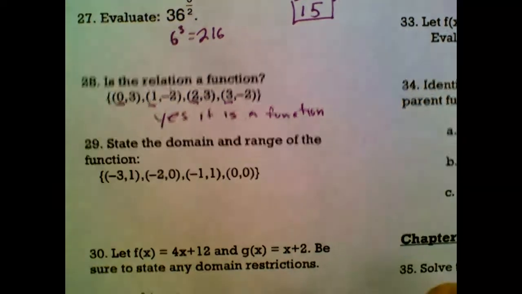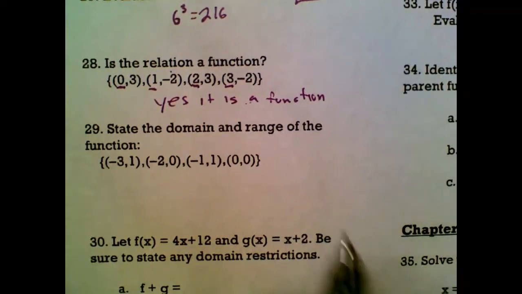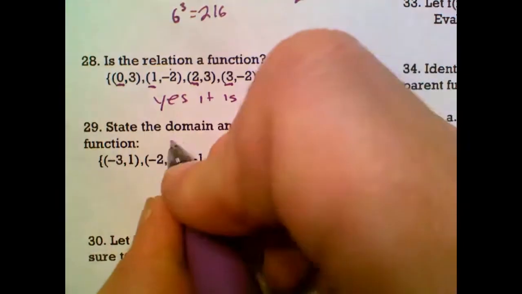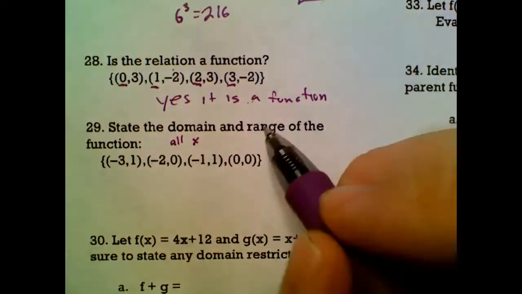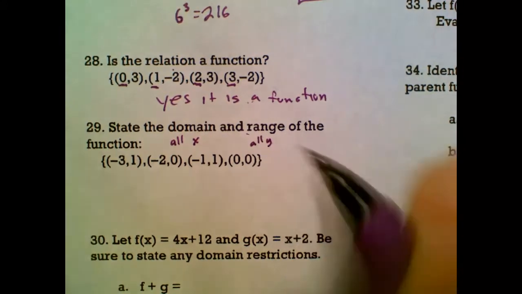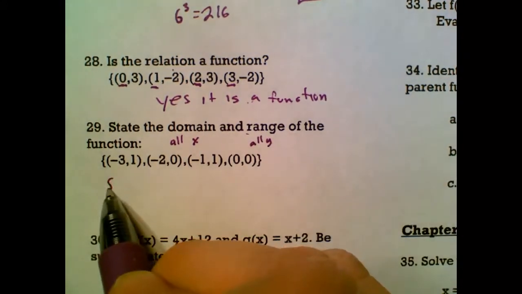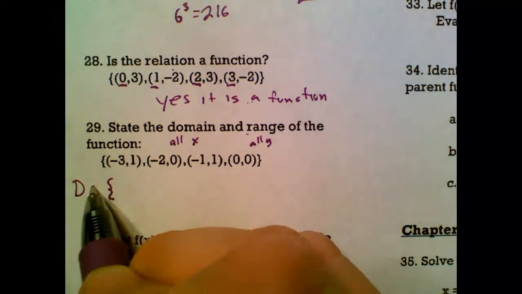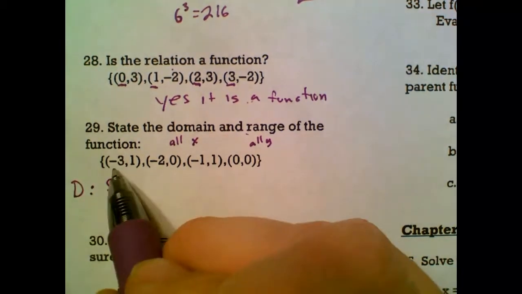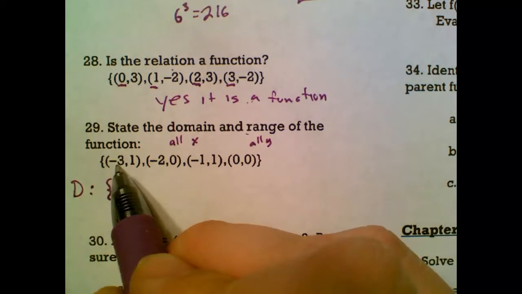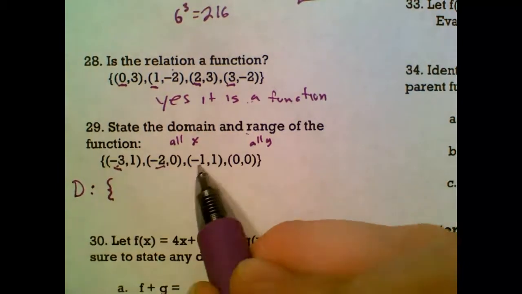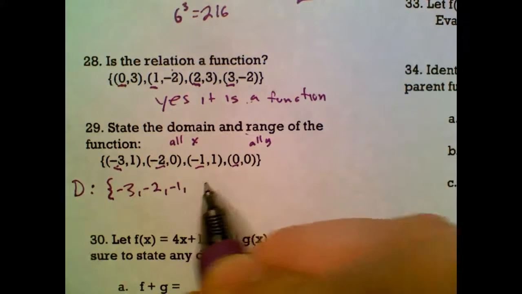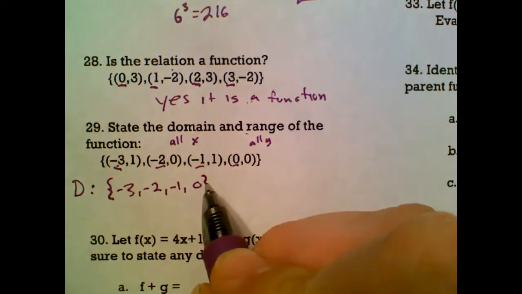Okay, number 29 says, state the domain and the range of the function. So the domain is all the x values, and then the range is all the y values. So usually we use these little braces. We're going to do the domain first. The domain, we'll put our braces right here. And the domain, we want to write it from least to greatest. So we've got -3, -2, -1, 0. That's our domain right there.